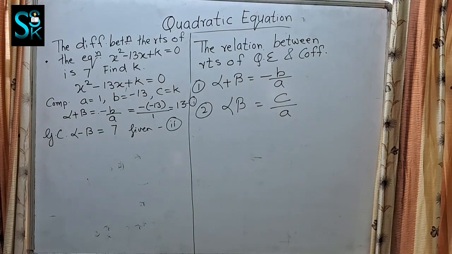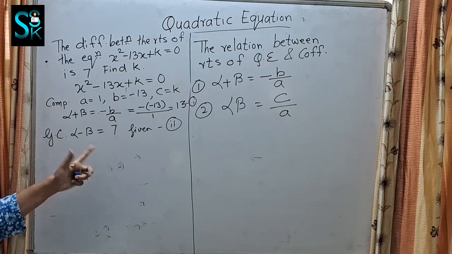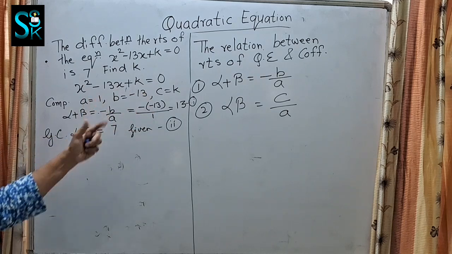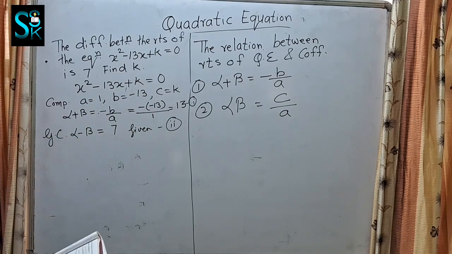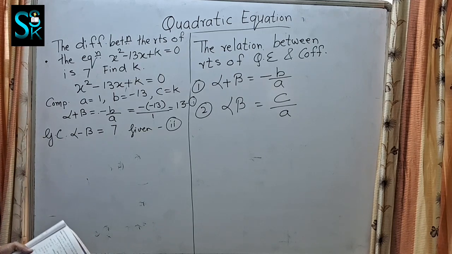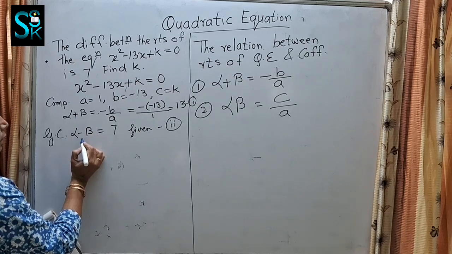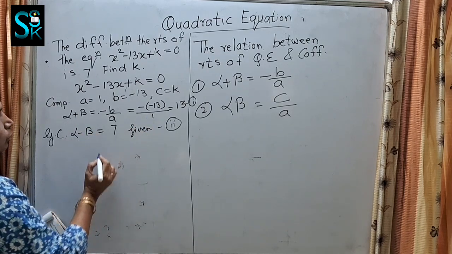Okay. So now in this case, see, you cannot find out the value of k unless and until you know at least one value of the root, right? So what you are going to do is, you are just going to add these two equations, that is alpha plus beta and alpha minus beta. So that will be what?